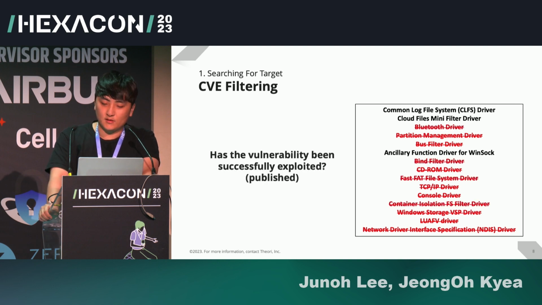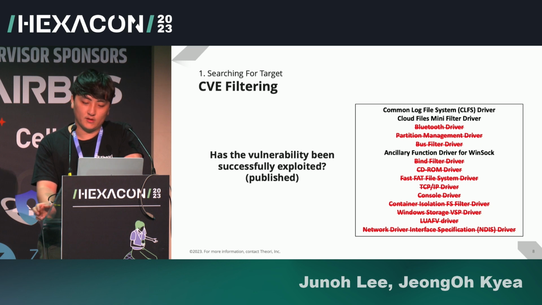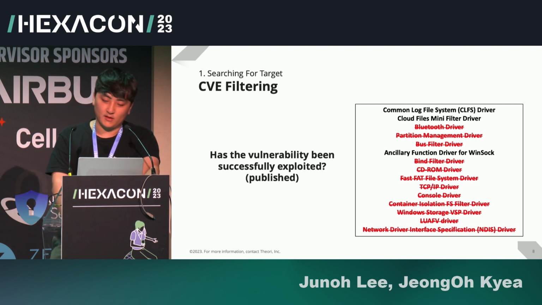The second condition is whether a working exploit has been created for the component. That is because our goal was to complete a reliable exploit. So we thought this condition would increase our chances. However, because Windows bug bounty awards the same amount for a vulnerability regardless of whether it can be exploited or not, there were not that many exploits disclosed, as expected. So in this condition, only 3 candidates remained.